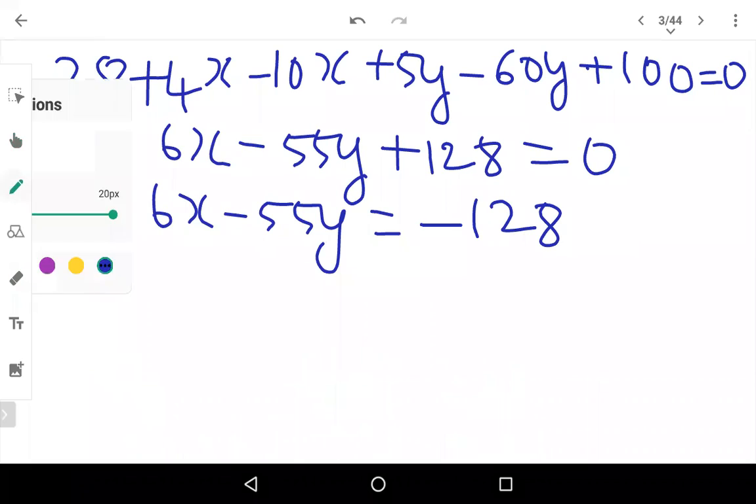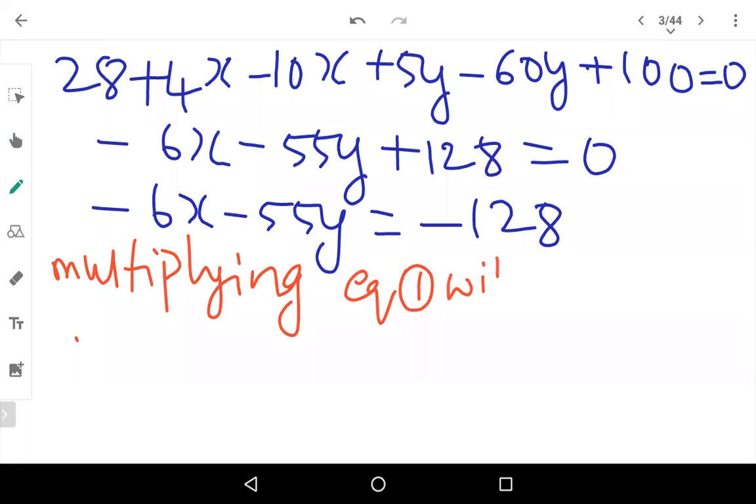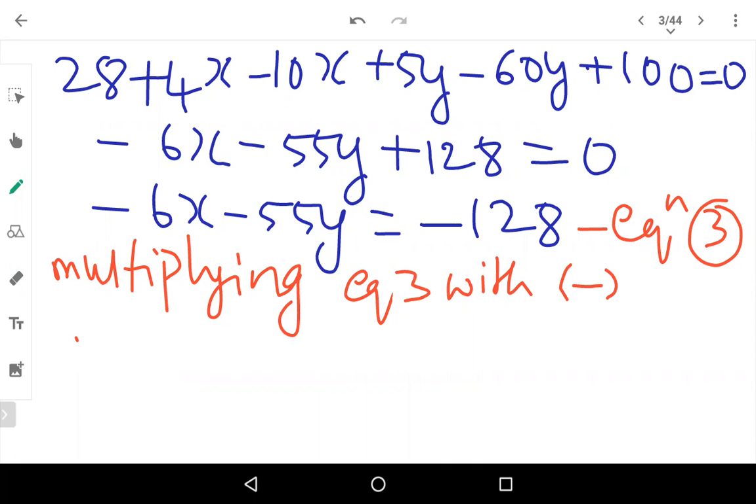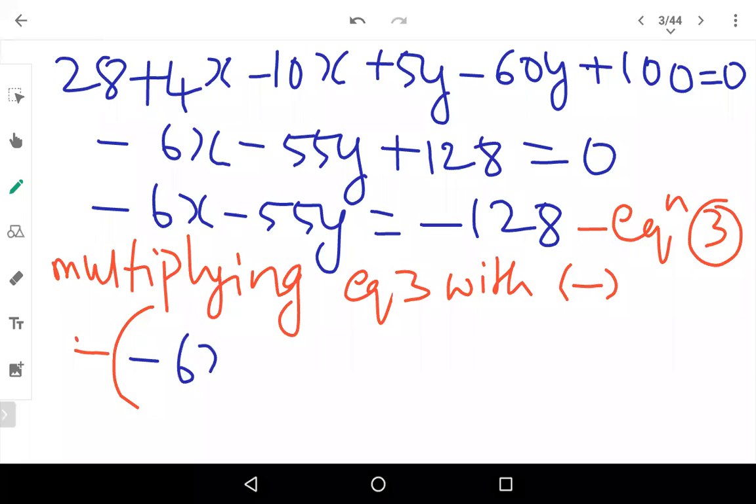Now multiply the whole equation with minus. So multiplying equation 1, or let us say this is equation 3. Why equation 3? Because we already have equation 1 and 2. So whatever we derive from equation 1, we will give it as equation 3. So multiply equation 3 with minus. So minus into minus 6x minus 55y is equal to minus 128.